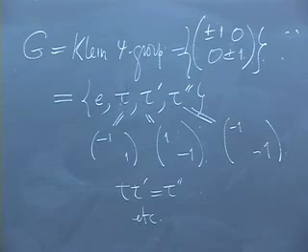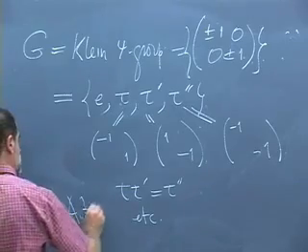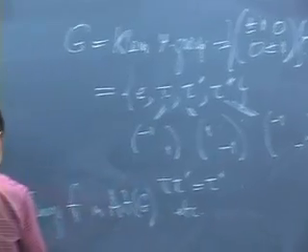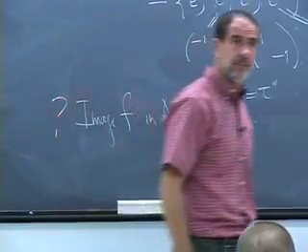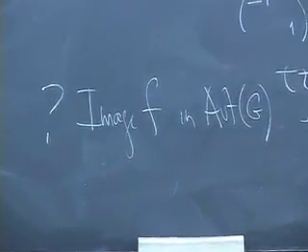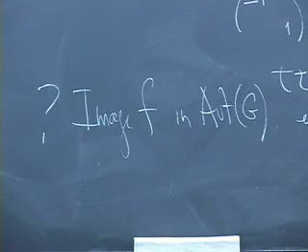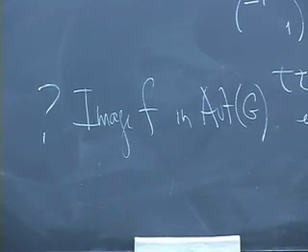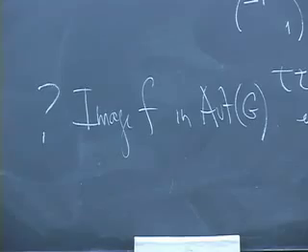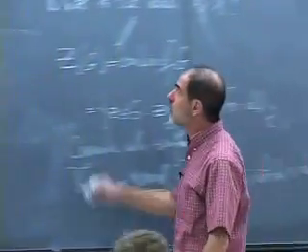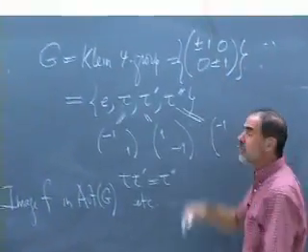Okay. What is the image of F in Aut(G) in this case? Well, what do I get when I conjugate by an element in this group? What kind of automorphism do I get in this group if I conjugate by one of these matrices?